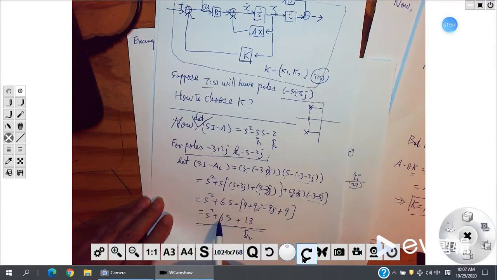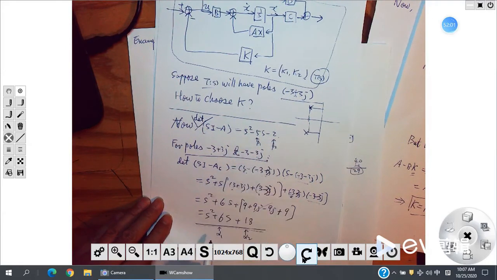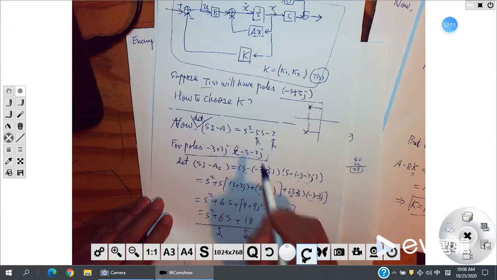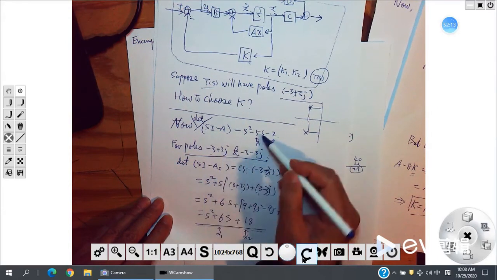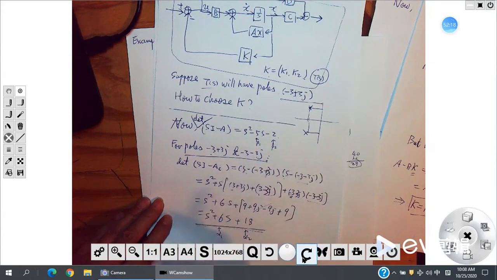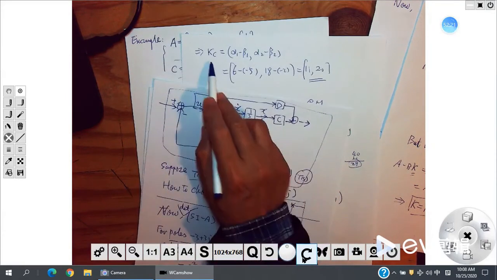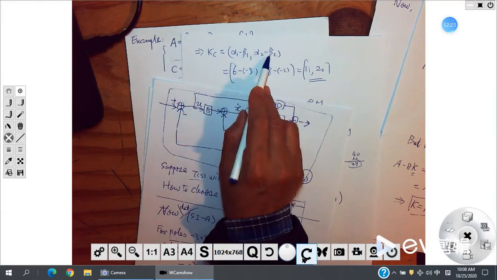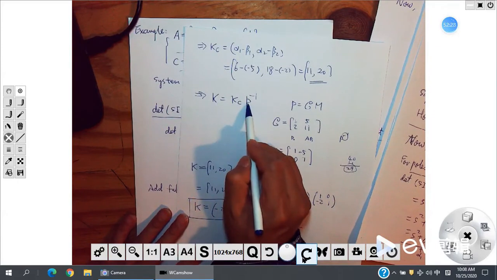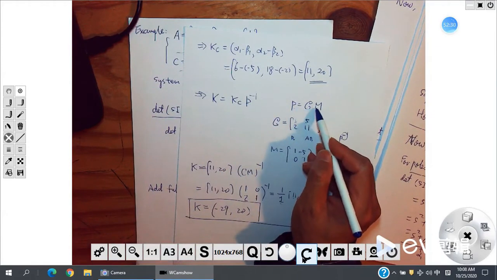Okay, so you compare the parameters here and here. Then the required one with the new poles minus the original one. Yeah, the coefficient of S minus coefficient of S, constant minus this constant. Those two numbers, they are the KC. Yeah, this one minus this one, we get KC. And then K will be KC times P inverse, and the P will be this C times M.